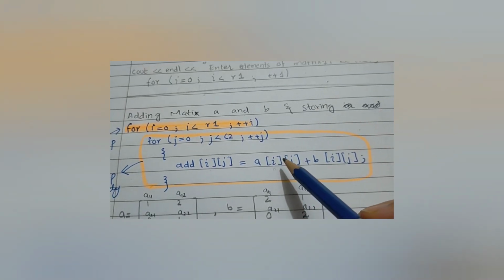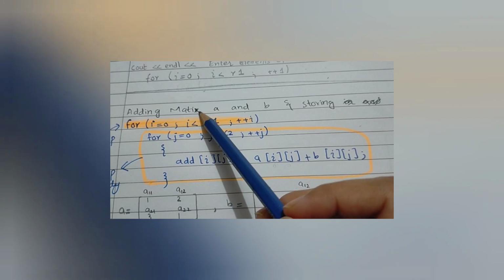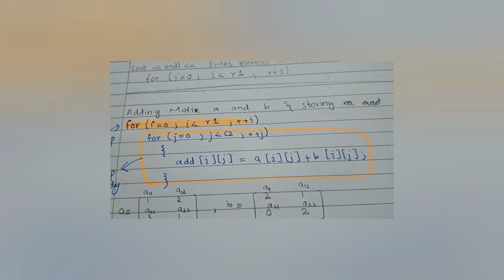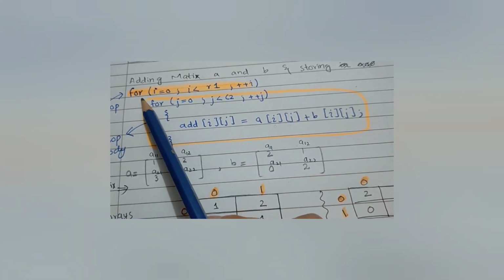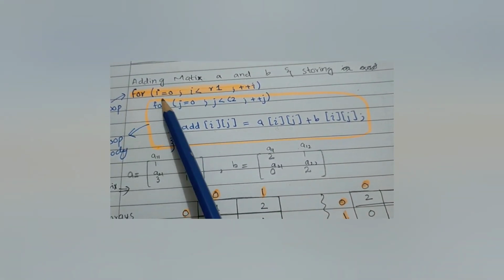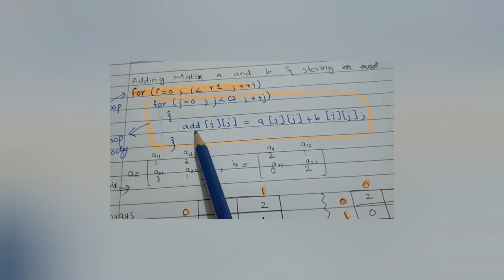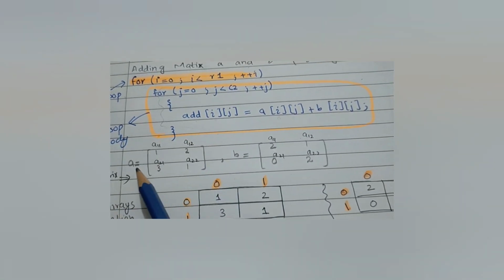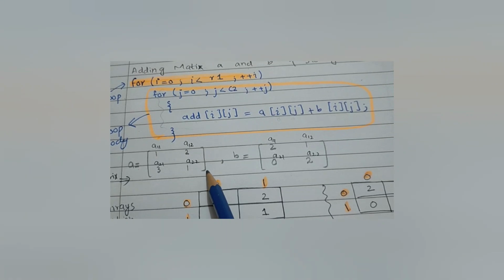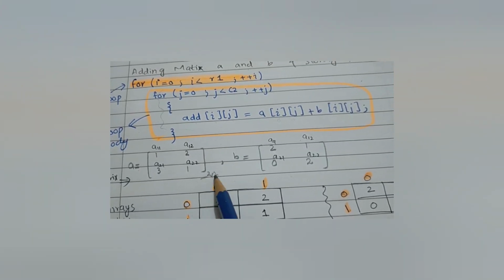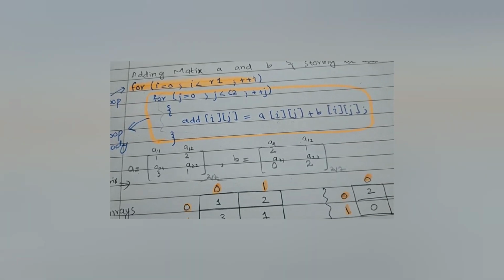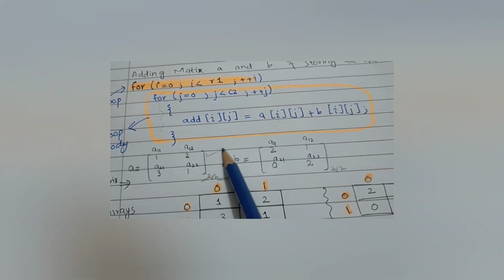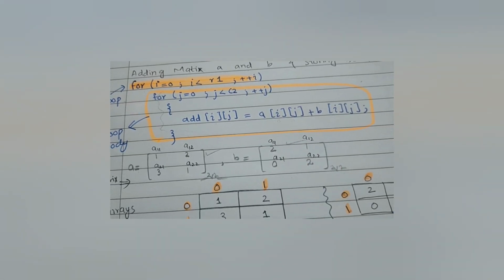In this step we will understand how to add matrix A and B and then store in an array. So first of all we use a for loop, and this is the loop and this is the body of the loop. For example, you have a matrix A which is 2 by 2. It means 2 rows and 2 columns, and of course the second matrix is also 2 by 2. Both matrices have the same size, for example.